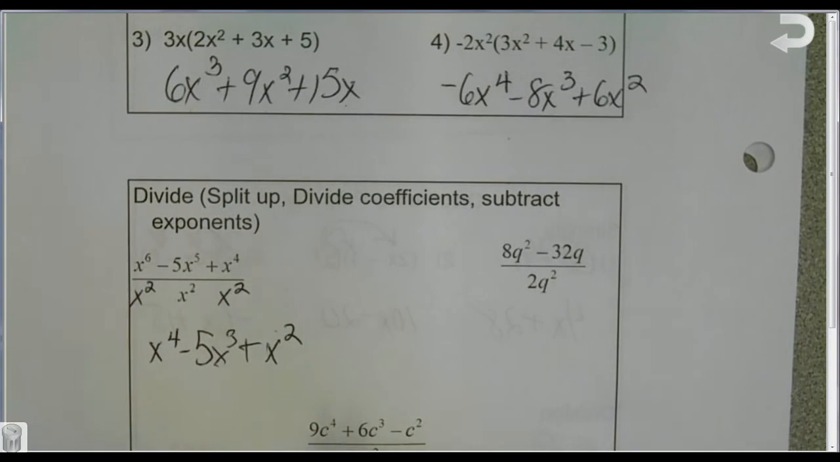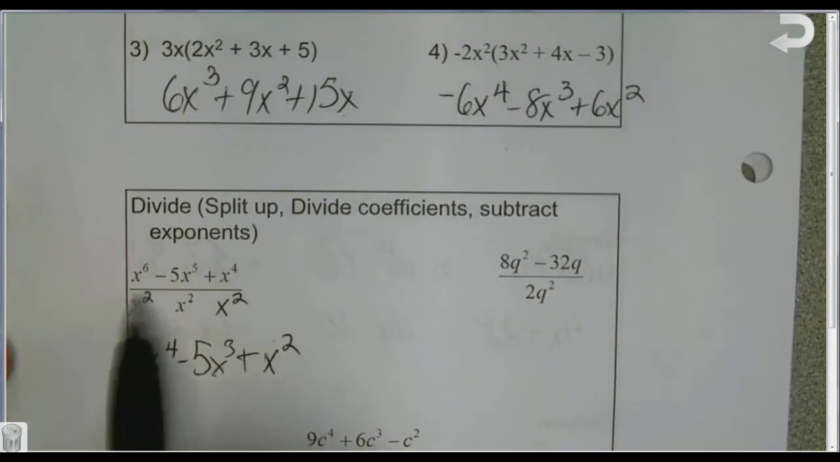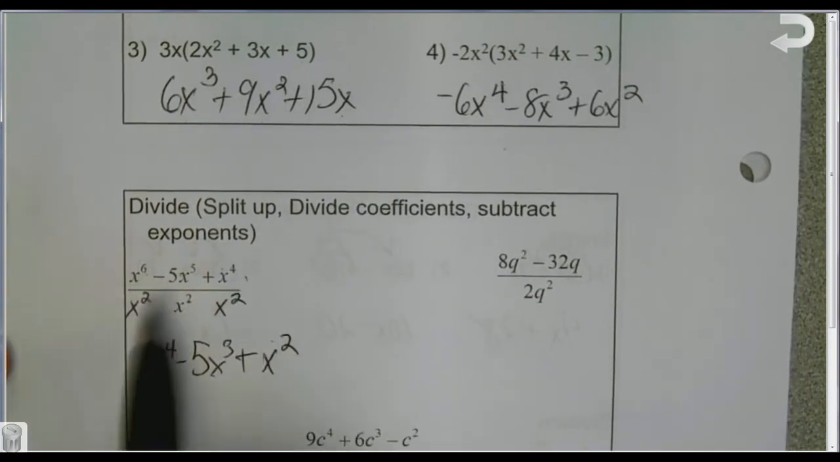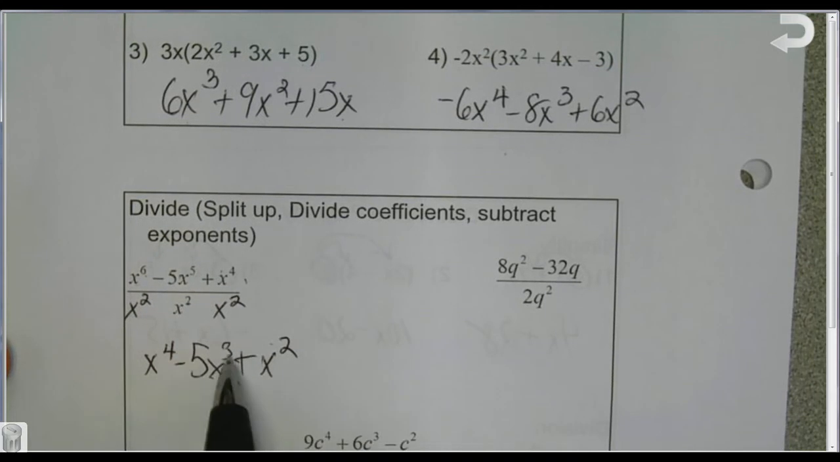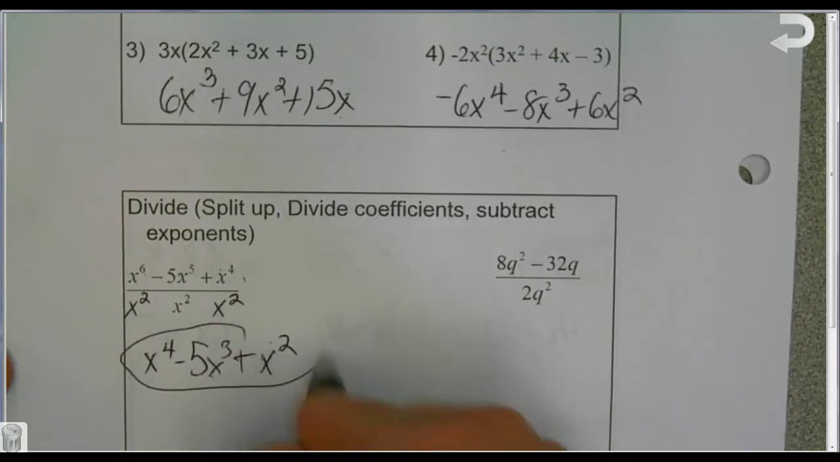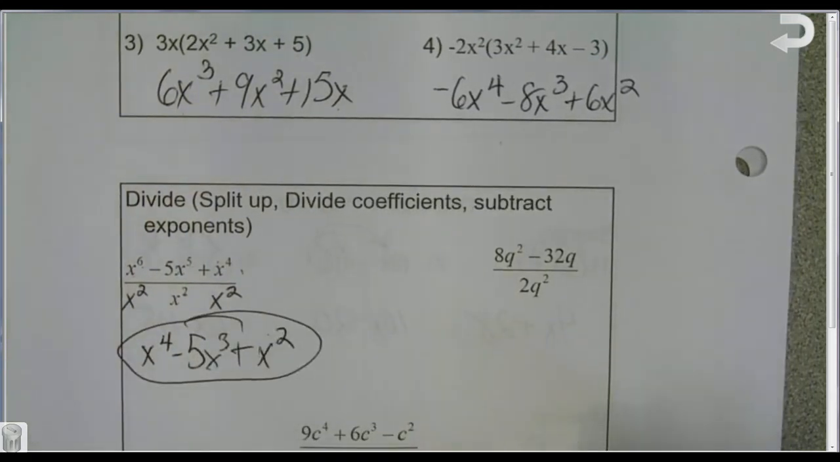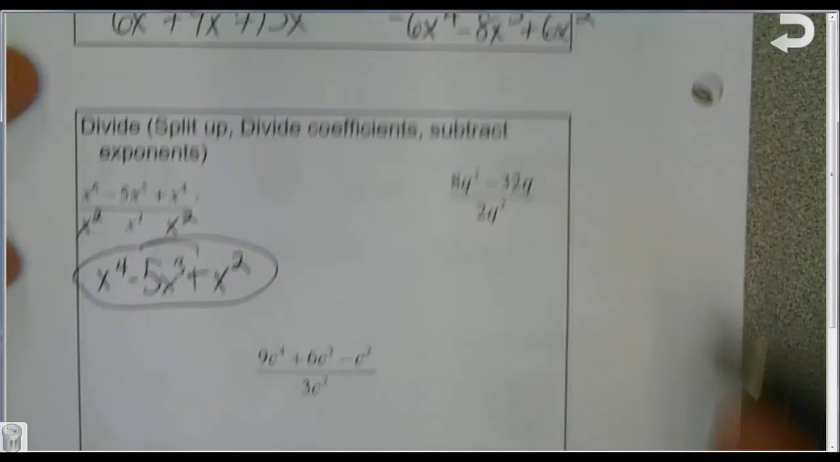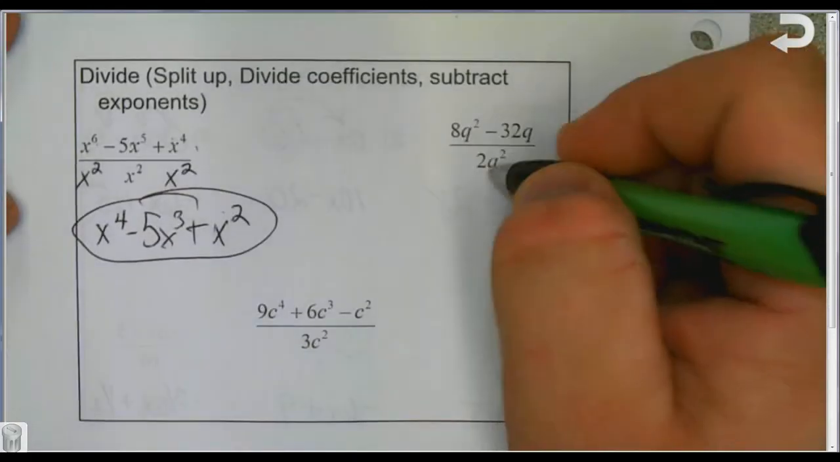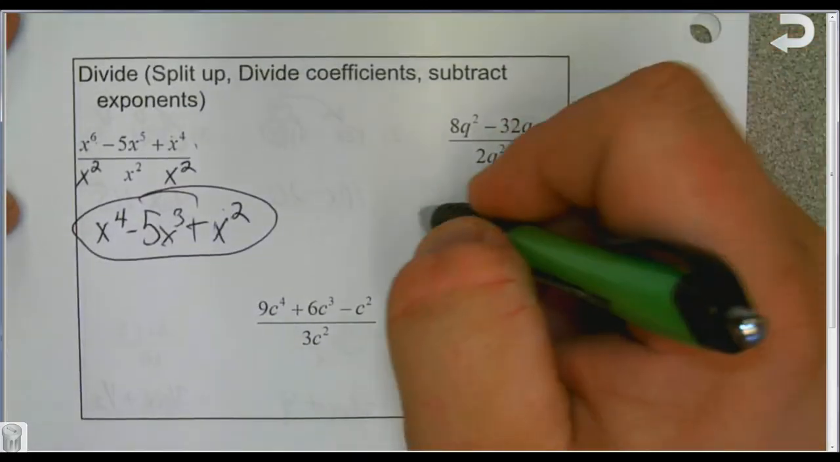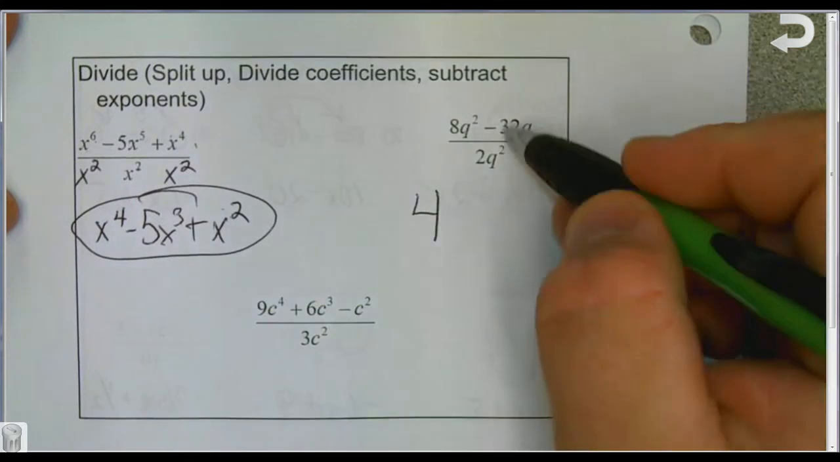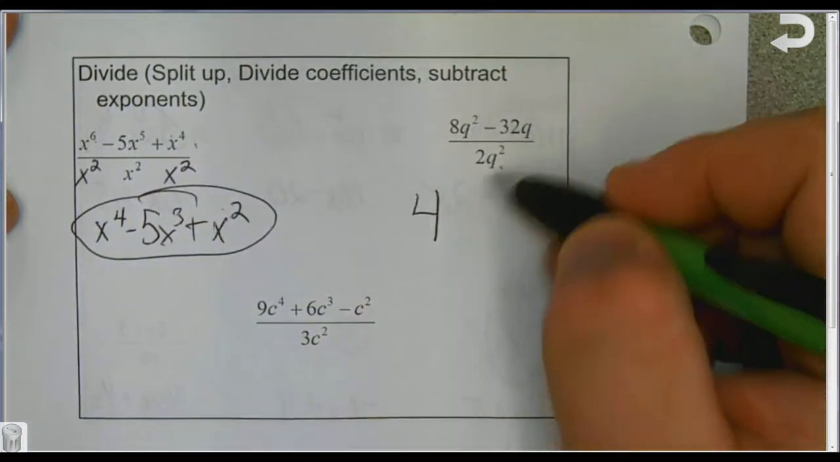So we want to make sure that we keep following. And if you notice, this went 6, 5, 4. When I divided it, 4, 3, 2. So it keeps going in the same pattern that our original went. For this one, you're going to have a coefficient, so we're going to divide. q squared divided by q squared eliminates.